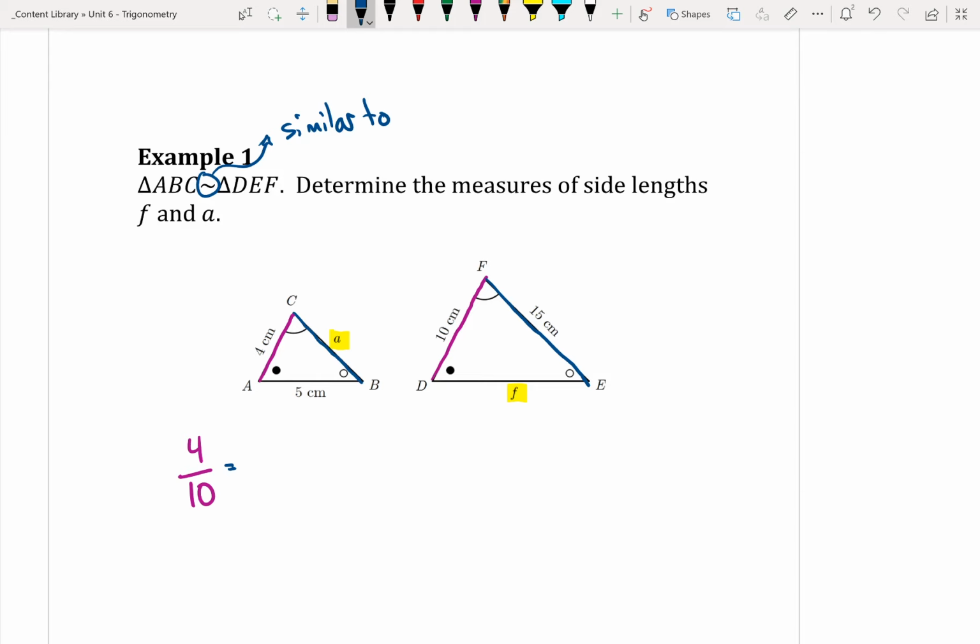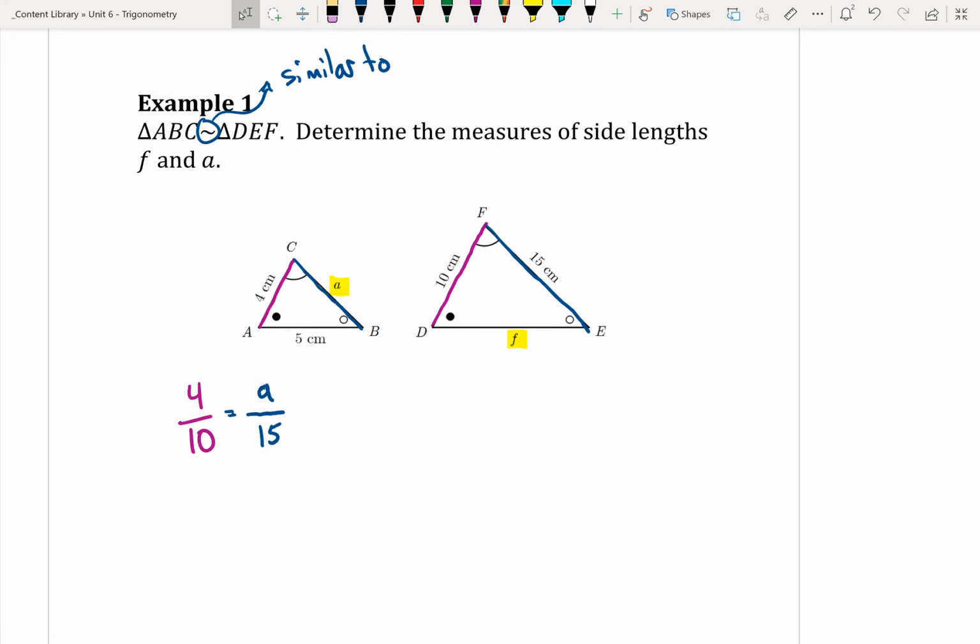So now I need to place down my information. Because it's a ratio or division, I know I'm going to have to divide. 4 was on top, which is part of the smaller triangle, so that means the A would need to be on top because it's part of the smaller triangle. And for the corresponding side, 15 would be on the bottom. Now what I have here is an equation. I can start solving for A.